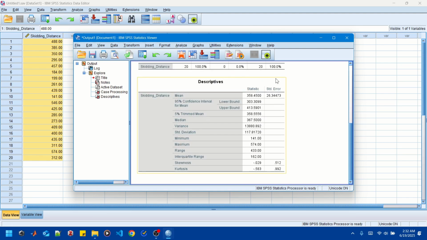So you would get your descriptive statistics. Here's the mean value, which is 358.45. You have the standard deviation over here, which is 117.81. And it also calculates the confidence interval, which is the lower bound and the upper bound. So approximately 303 and 413.